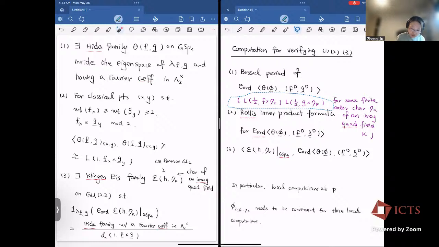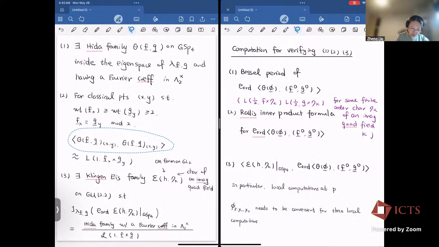For the second part, we want to know the numerator, the Petersson norm of the Yoshida lifts. This can be computed by using the Rallis inner product formula. Heuristically, this should give us exactly what we want, the Rankin-Selberg L-function at the value at 1.